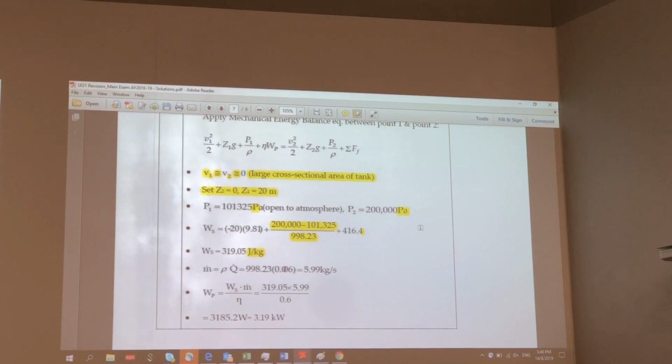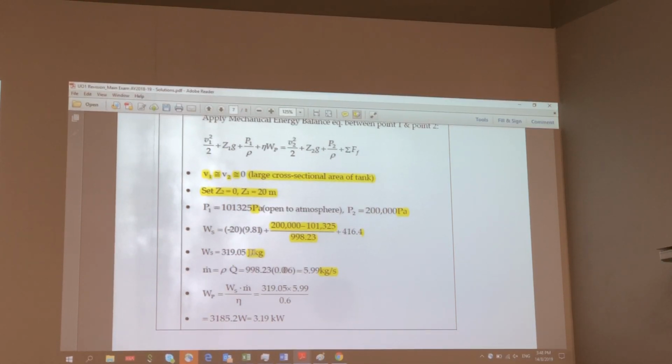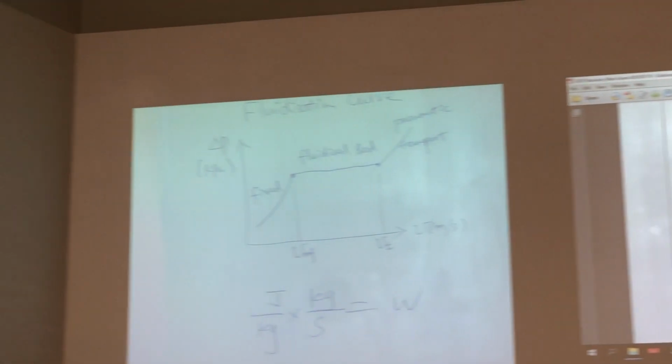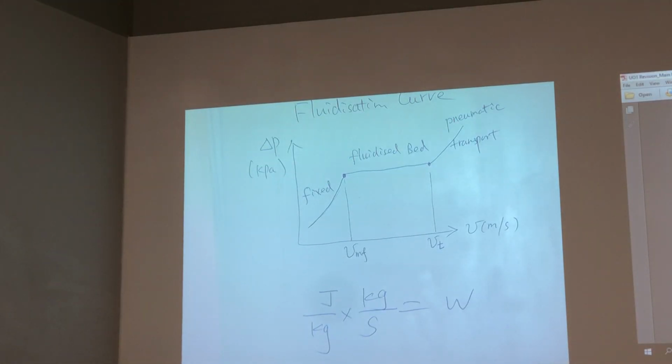Then you need to multiply by the mass flow rate to convert the units. Mass flow rate will be density times volumetric flow rate. That's why at the very beginning, you better leave the volumetric flow rate value there. You will use it here. Then you use this times this for the unit conversion. This unit will be joules per kilogram. Times kilogram per second will give you watts.